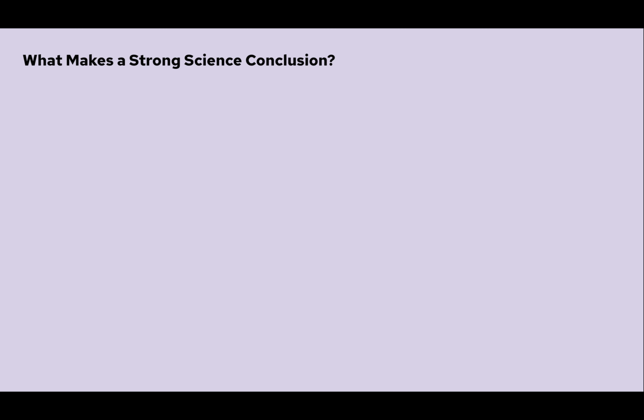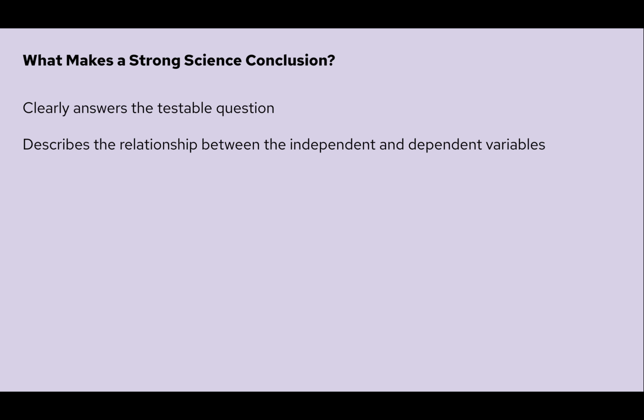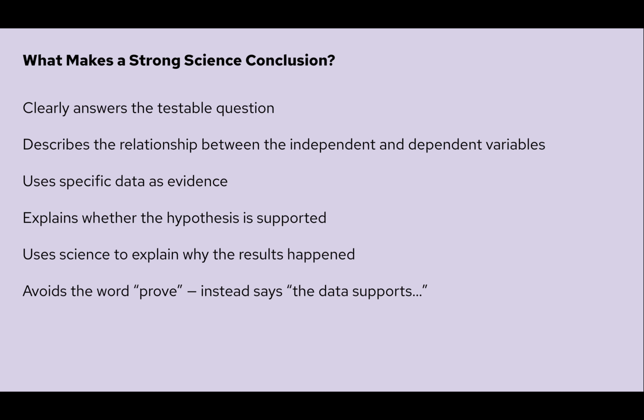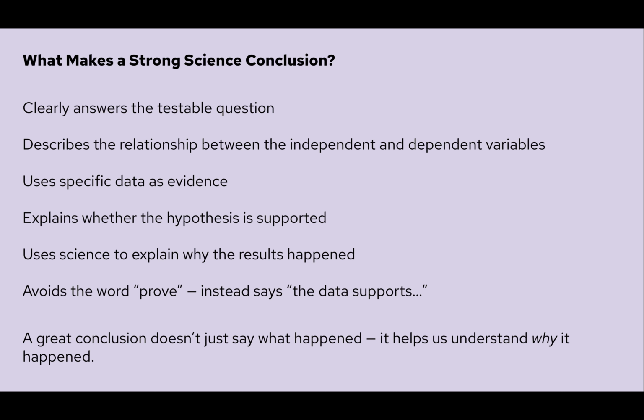So, what makes a strong science conclusion? Well, it clearly answers the testable question. It describes the relationship between the independent and dependent variables. It uses specific data as evidence, and it explains whether the hypothesis is supported. It uses science to explain why the results happened. And again, it avoids the word prove. Instead, it says the data supports. A great conclusion doesn't just say what happened, it helps us understand why it happened.